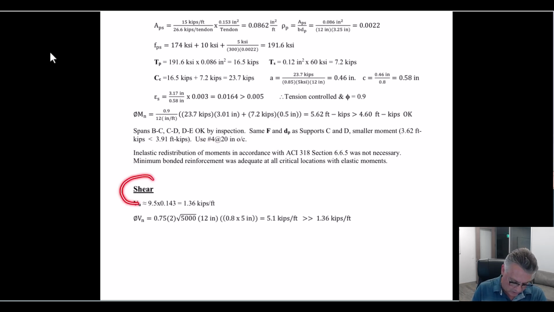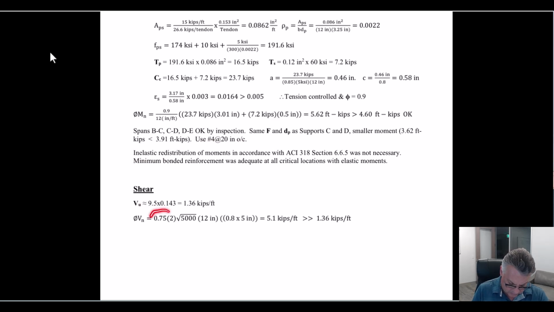Now, I told you we're not going to really check shear, but we'll check shear for fun, just to show you why we never check shear. So half of the span is 9.5 feet. This is an approximate check that my dad's doing, multiplied by the maximum factored dead plus live load is 1.36 kips per foot of shear along the beam, along the slab as it's resting on the beam.